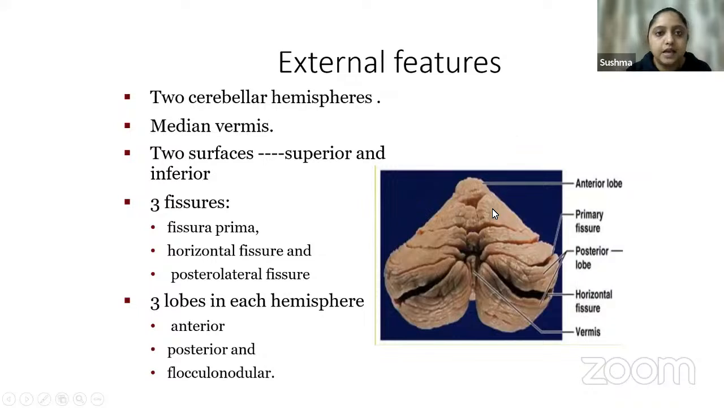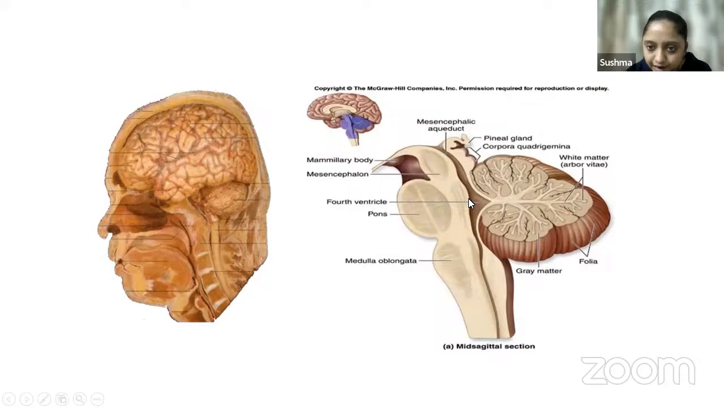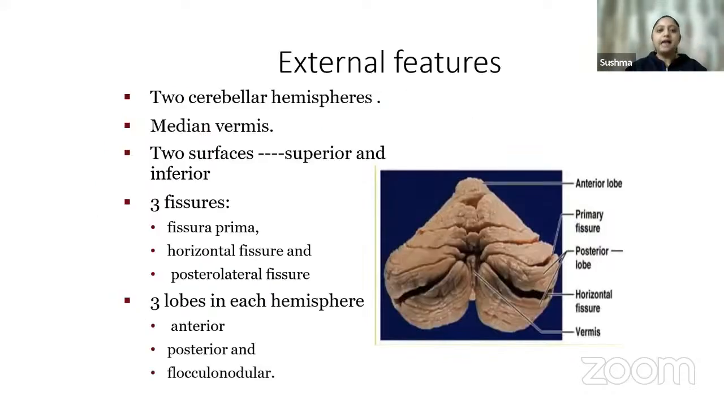Okay. Now, what are the external features of the cerebellum? Imagine that I have taken out this cerebellum, separated it from the rest of the CNS, and now I'm holding it in my hands. How does the cerebellum look? Basically, I have two cerebellar hemispheres, as you can see. There is a median vermis, and there are two surfaces, superior and inferior.